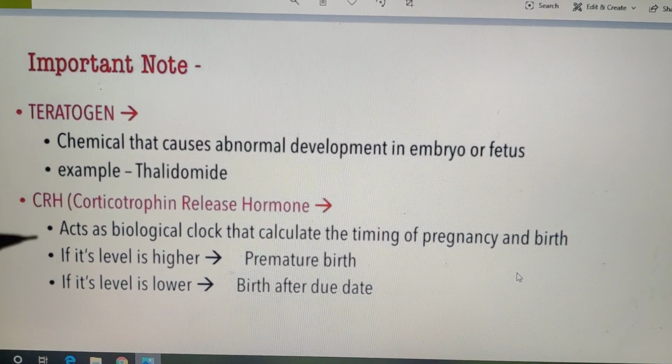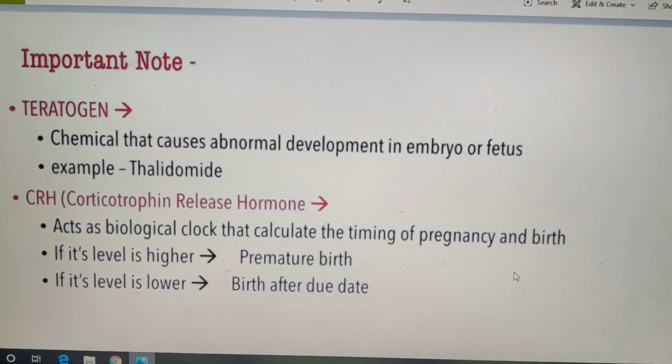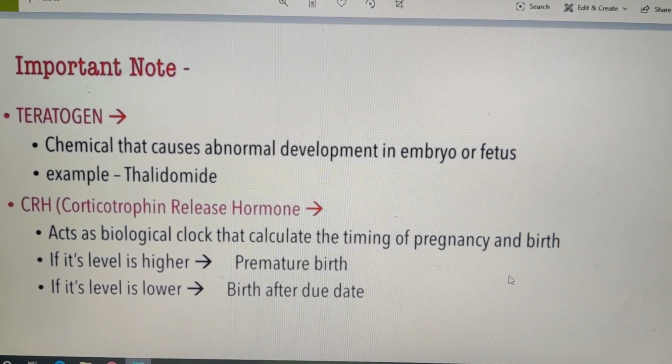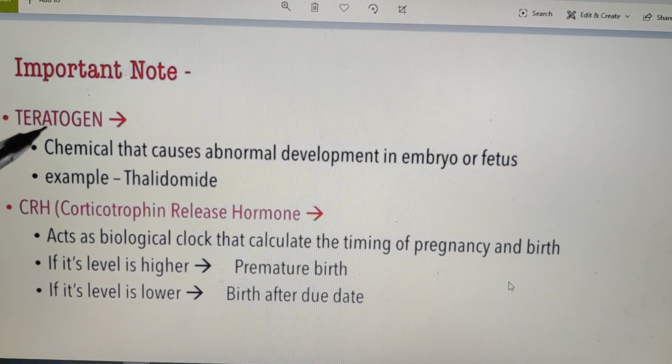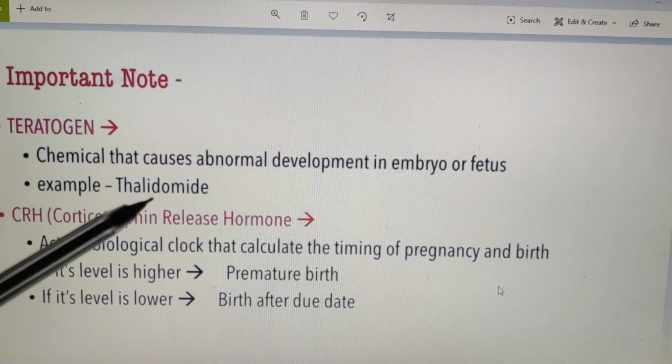Sometimes there are certain chemical substances which cause allergy. These are included in the category of teratogens. For example, thalidomide.